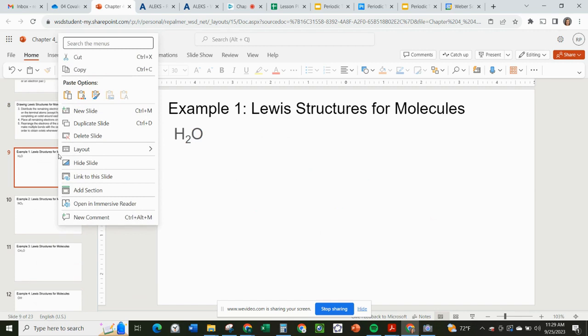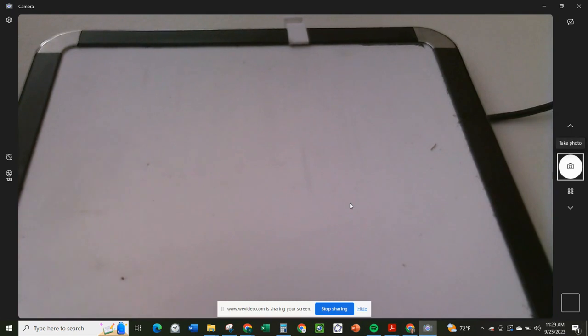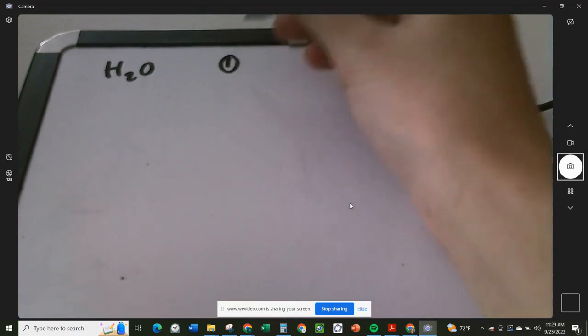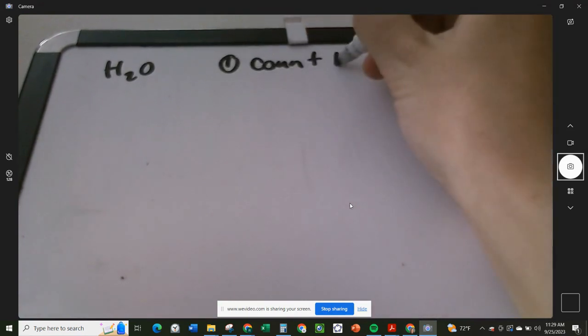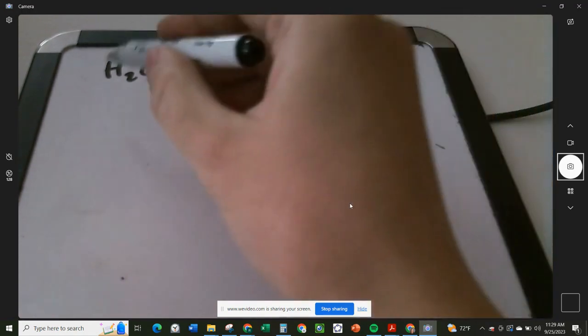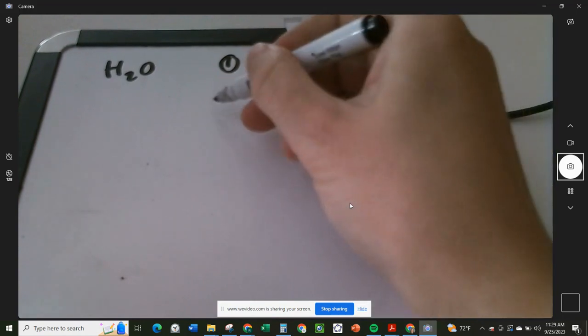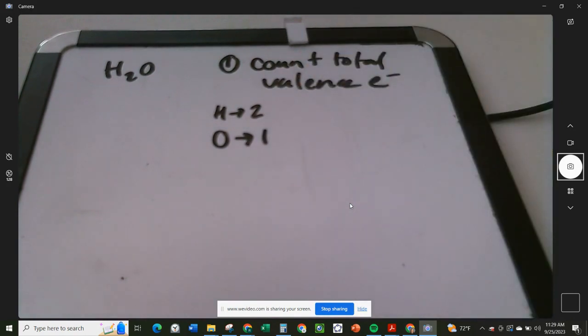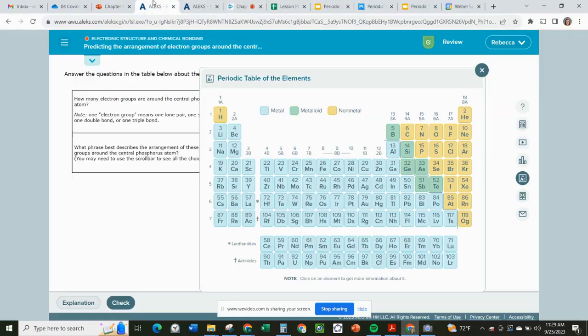Okay, so our first example is water. So let me pull up our whiteboard. So we have water. The first thing that we're going to do is count total valence electrons. So I need to figure out how many. I have 2 hydrogens and I have 1 oxygen, and then how many valence electrons. So let's go back to our periodic table. Hydrogen has 1 valence electron. Oxygen has 6 valence electrons.